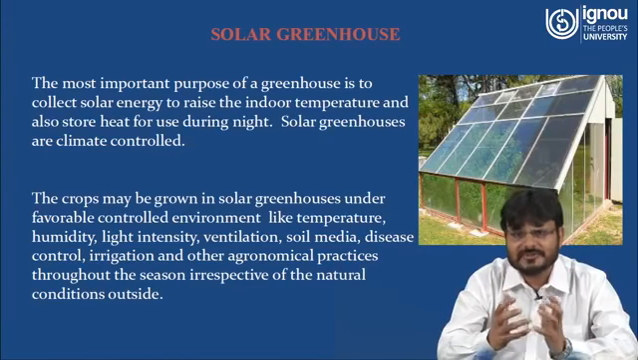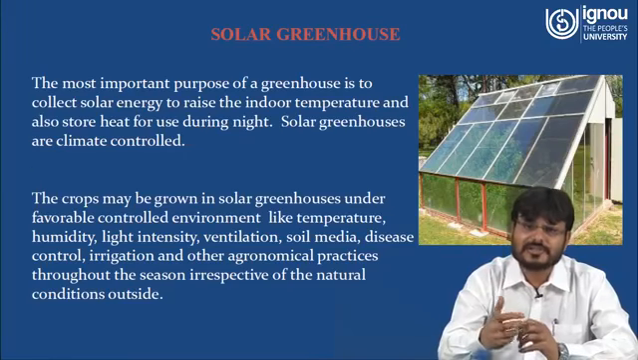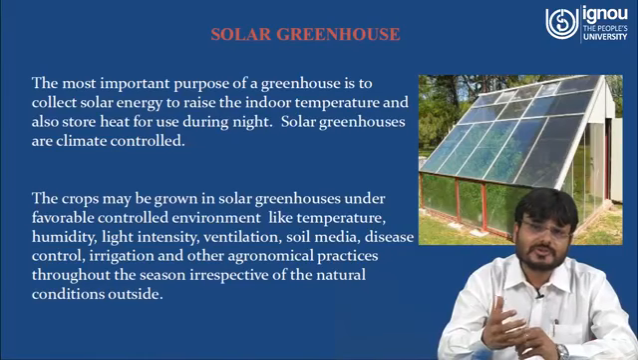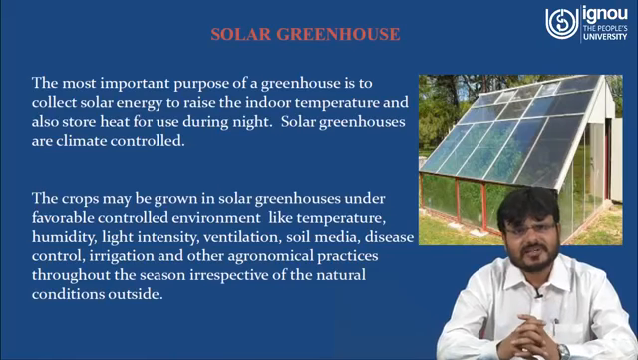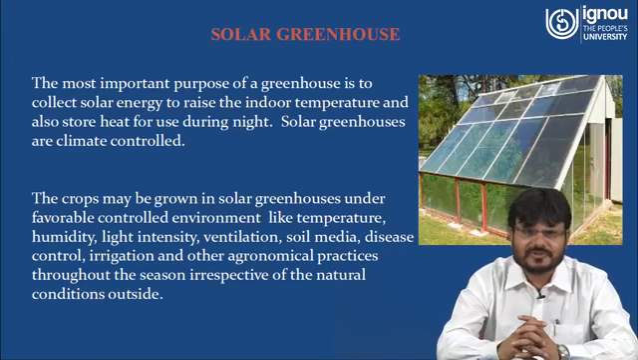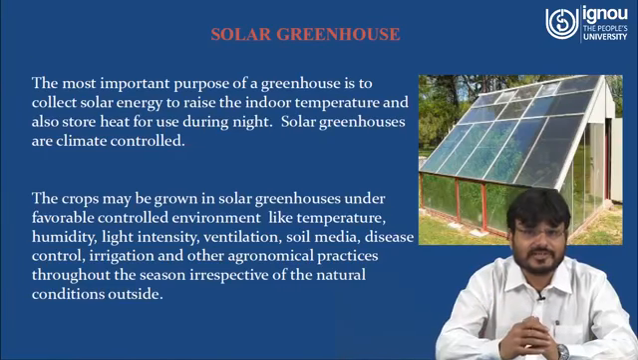Now because heat will be absorbed, the energy will be less, so it will be converted into long wave radiation and will not be able to go outside of the chamber, so the temperature inside the chamber will be more. The crops may be grown in a solar greenhouse under favorable controlled environment like temperature, because you are able to control the temperature in cold climatic conditions due to this solar greenhouse.